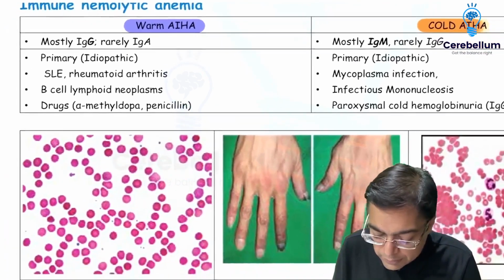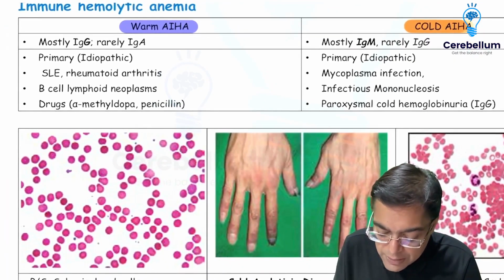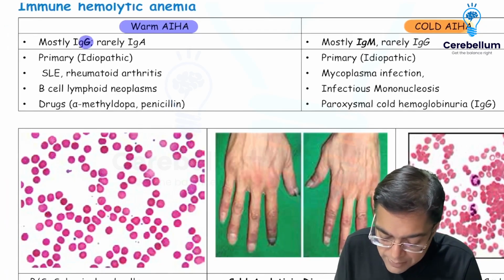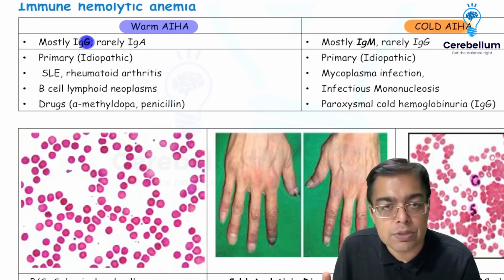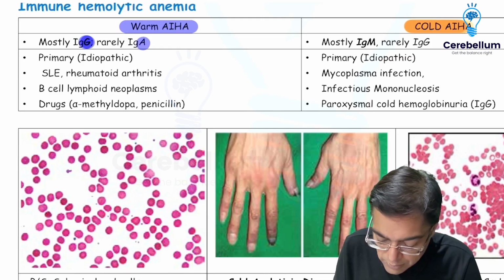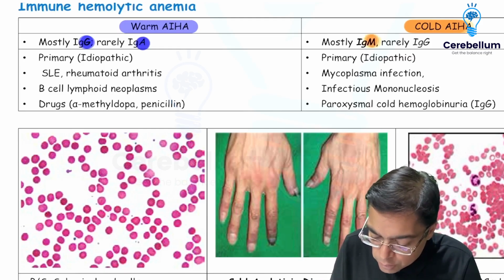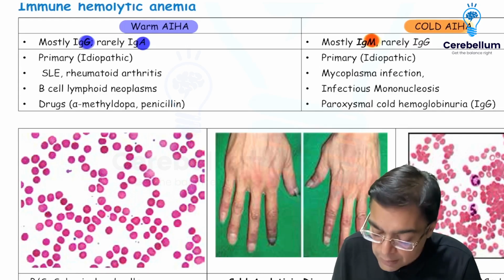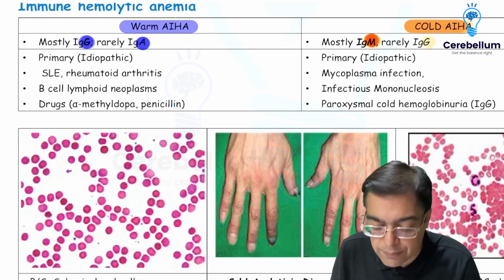Majority of the antibodies in case of the warm subtype of hemolytic anemia are going to be IgG. So we remember it, G for garam, G for Goa, Goa is hot, of course, that's what we said. And sometimes it can be IgA. If we're looking at cold immune hemolytic anemia, most of the patients are going to have the antibody which is IgM. Very uncommonly, very rarely, it can be IgG.